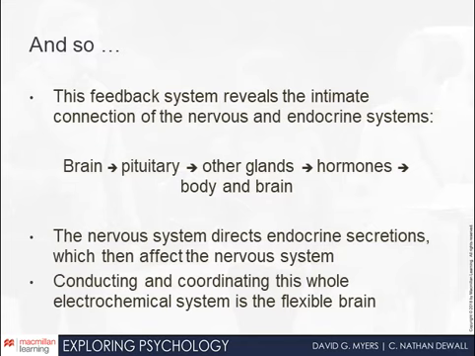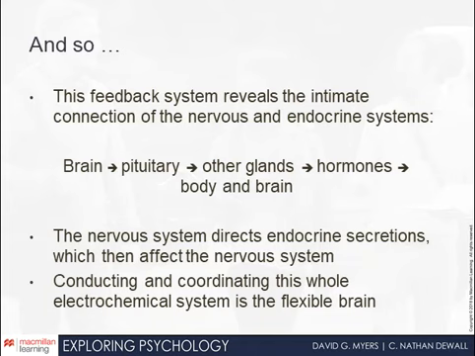So, the feedback system reveals the intimate connection between the nervous and endocrine system. So we have this brain, and part of the brain we have the pituitary gland, which is also part of the endocrine system. The brain to the pituitary gland, then to the other glands that secrete other hormones that will then influence the body and the brain. So what we have here is a cycle, a feedback loop.